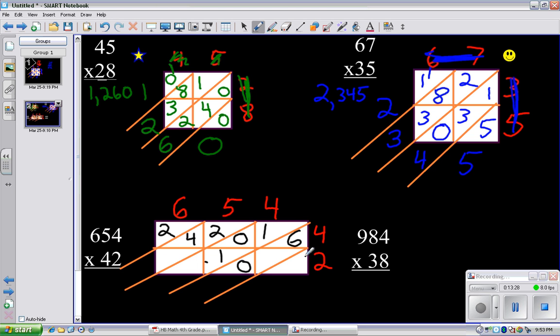Here we have 4 coming down, 2 coming over. 4 times 2 is 8. And my final box over in the corner, 6 coming down, 2 coming over. 6 times 2 is 12. Now that I've filled in my whole box, I can get rid of the numbers on the sides, and I'm ready to add my diagonals.